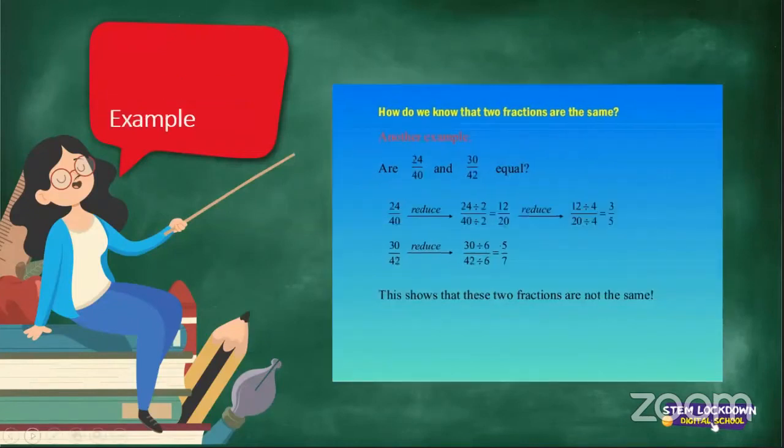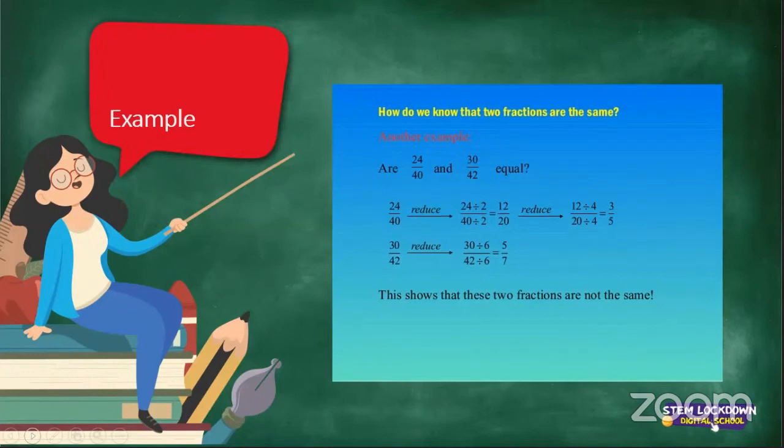So here's another example. We have 24 over 40 and 30 over 42. We want to know if these two fractions are equal. So we simplify 24 over 40. We look at the number that will be able to divide both the numerator and the denominator. The number on top is the numerator, and the number at the bottom is called the denominator.